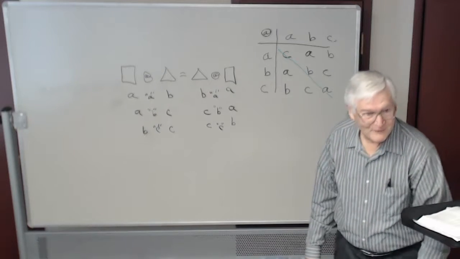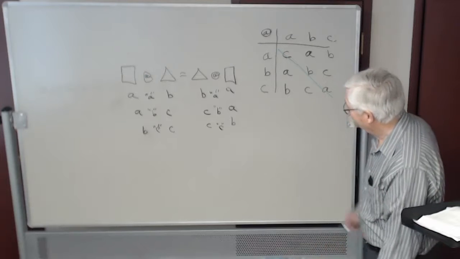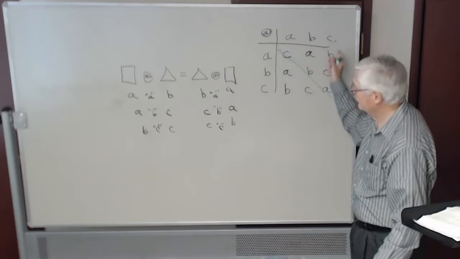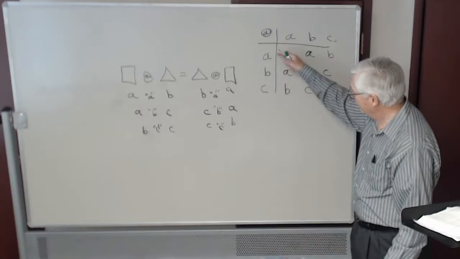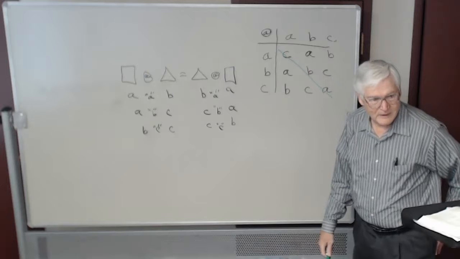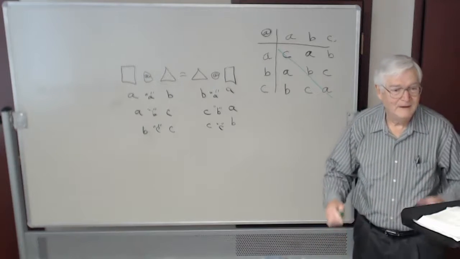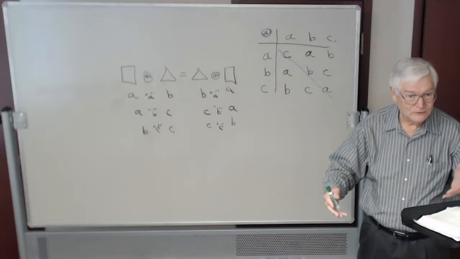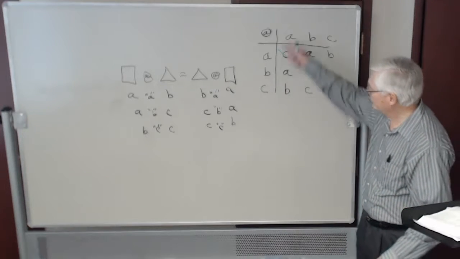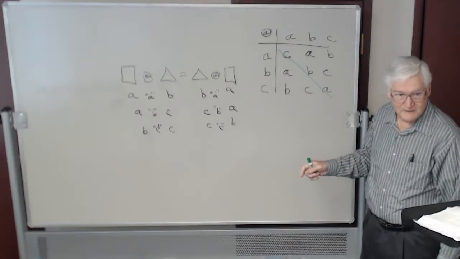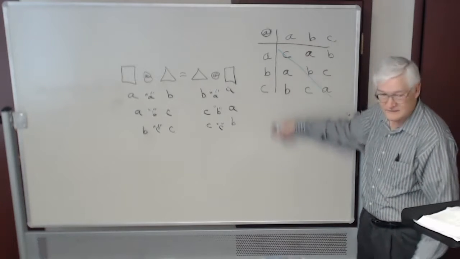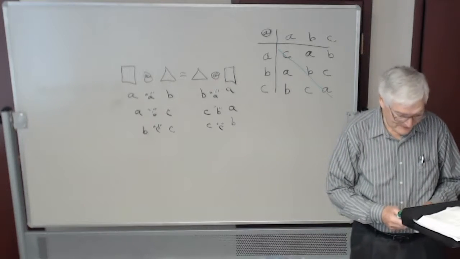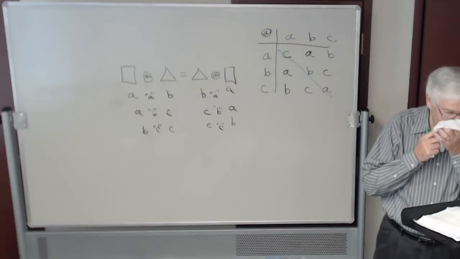Thank you for being candid. Every time we operate on any two of these, do we get A, B, or C? Yes. And no other. That means it's closed, because all the answers for all these operations end up being one of these letters, A, B, or C. Now, do you know what that means? Mm-hmm.